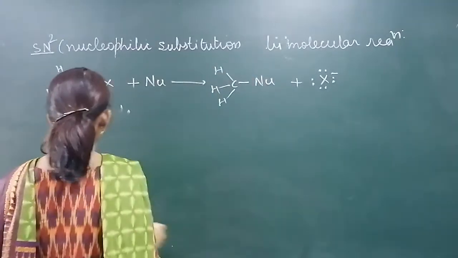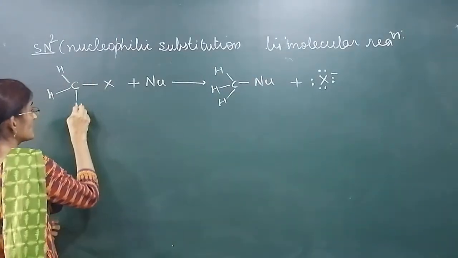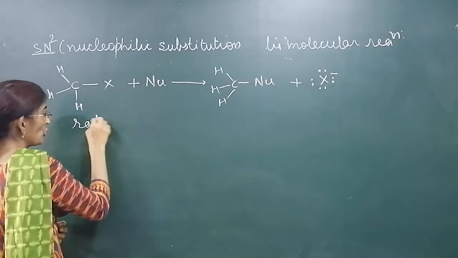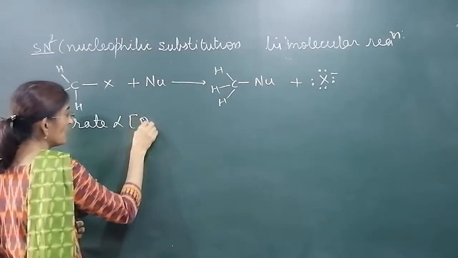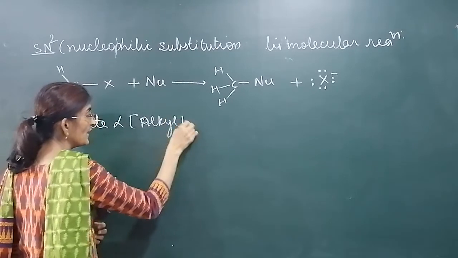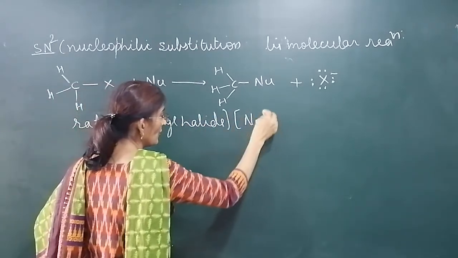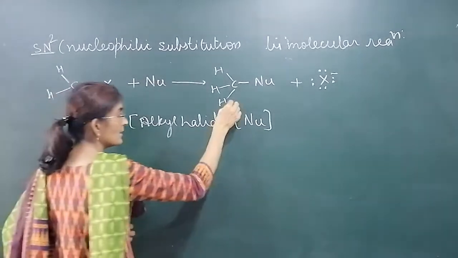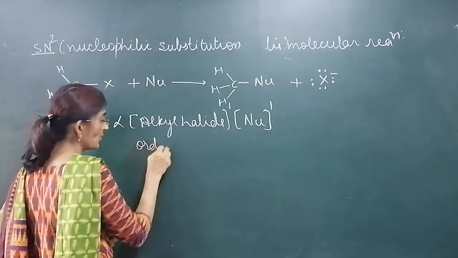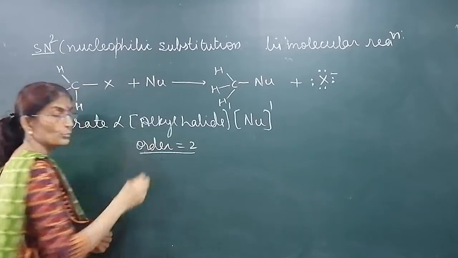As this reaction finishes in a single step, its rate will be dependent on the concentration of alkyl halide as well as nucleophile. It depends on the concentration of both. Now what is the order of the reaction? Order of the reaction is 2.